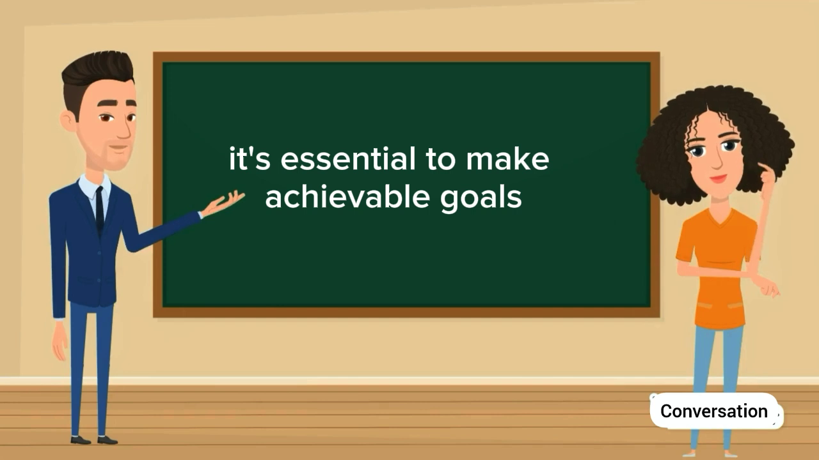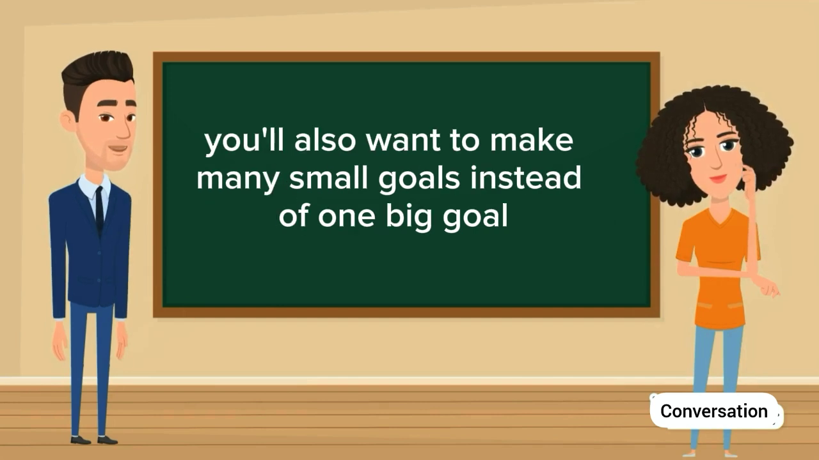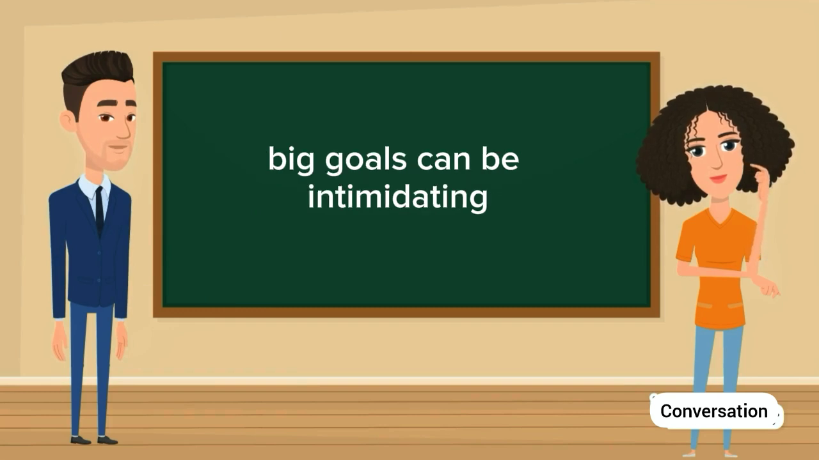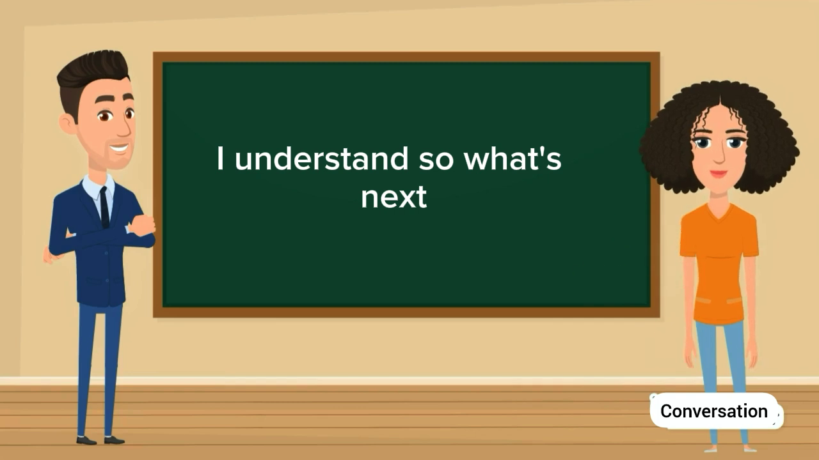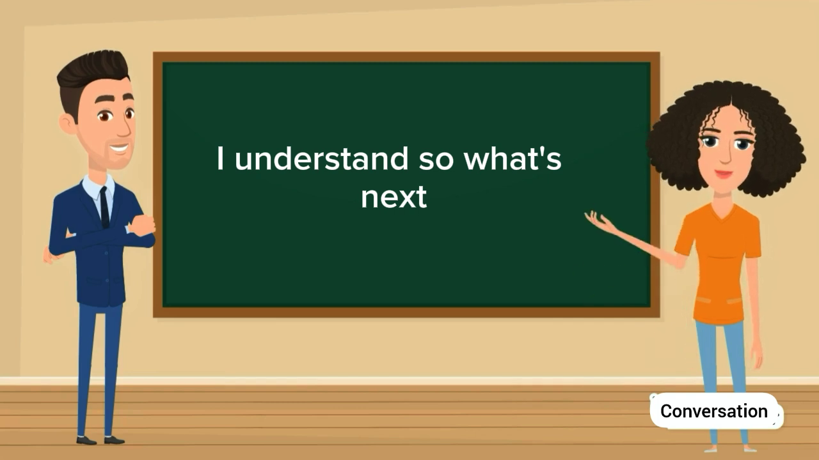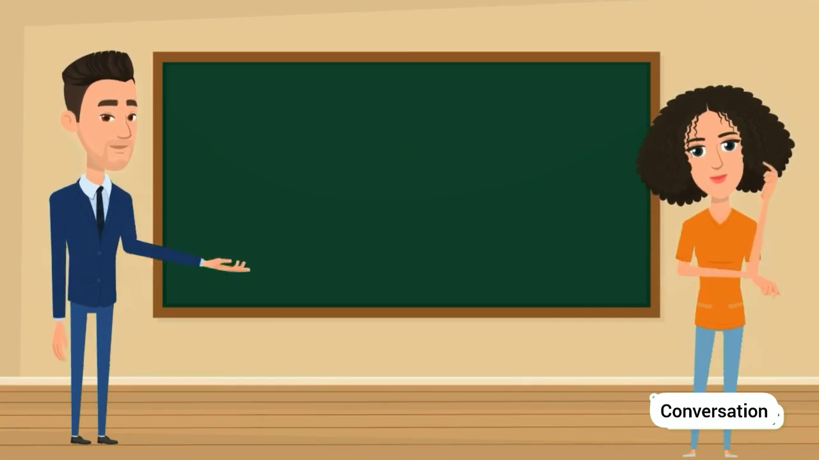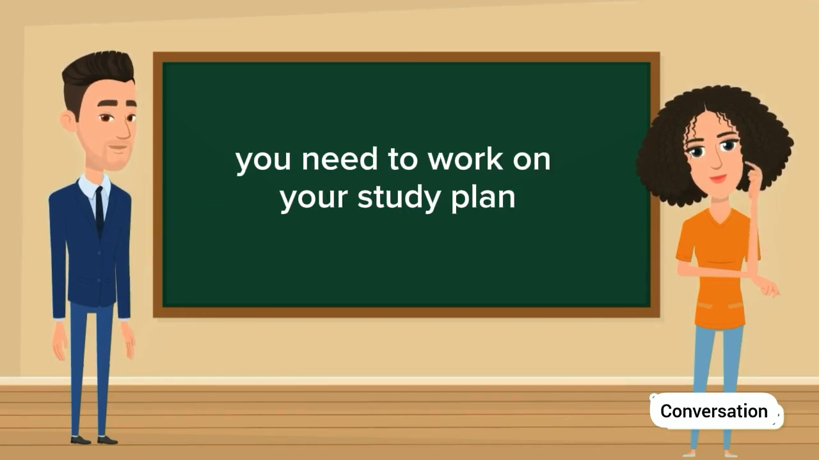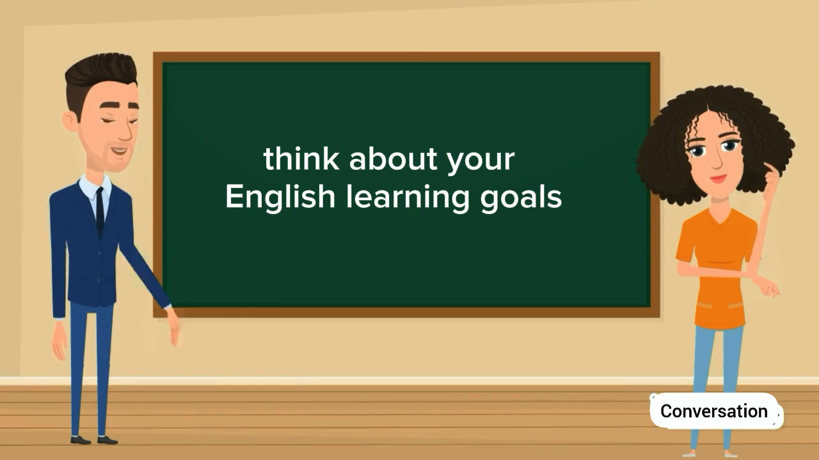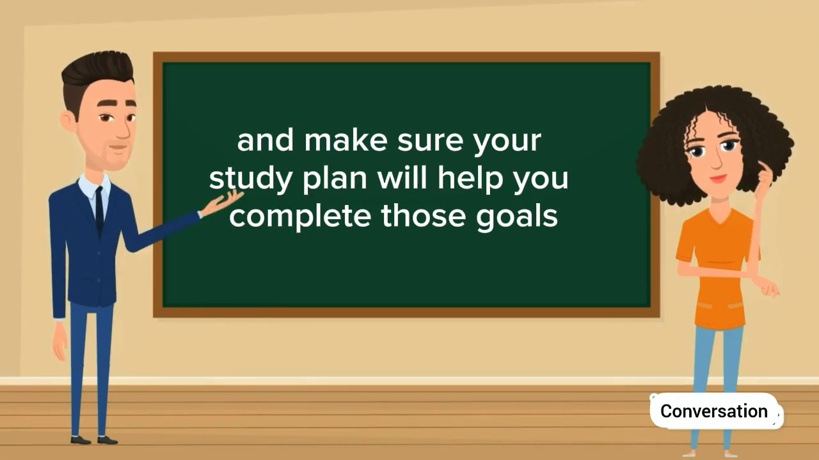It's essential to make achievable goals. You'll also want to make many small goals instead of one big goal. Big goals can be intimidating. I understand. So, what's next? Now that you have set your goals, you need to work on your study plan. Think about your English learning goals and make sure your study plan will help you complete those goals.